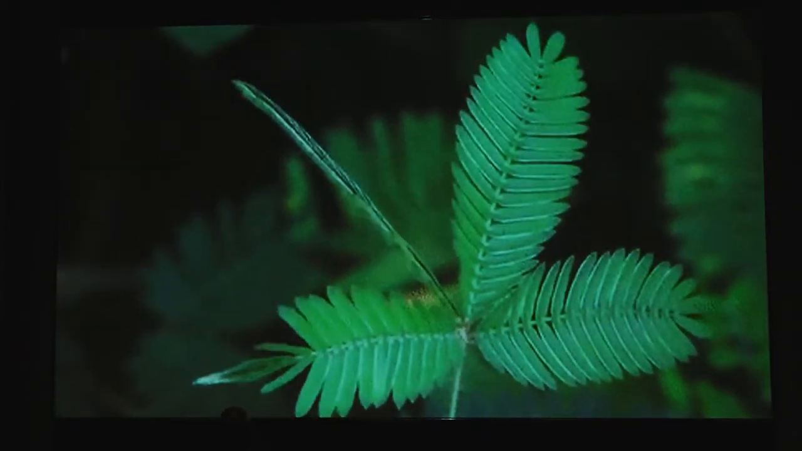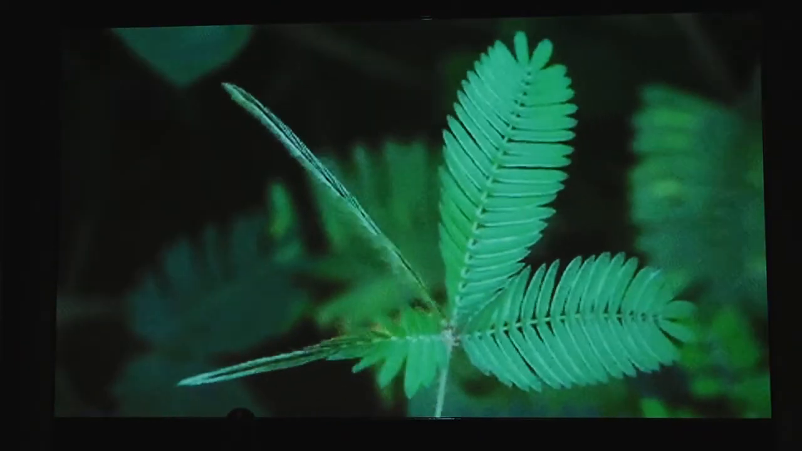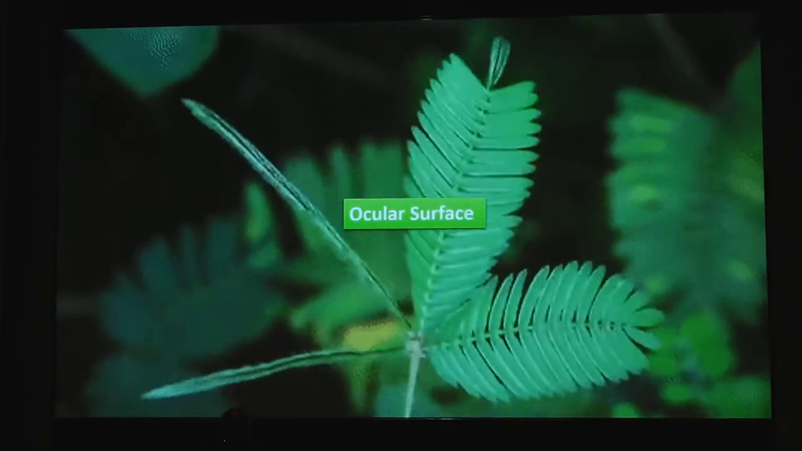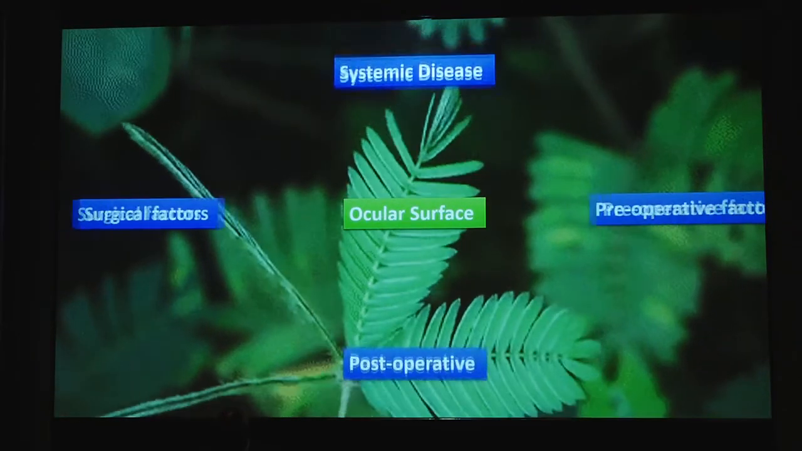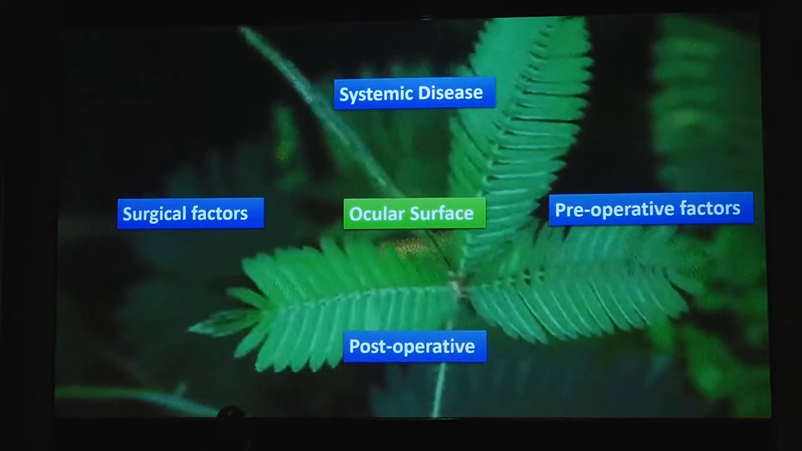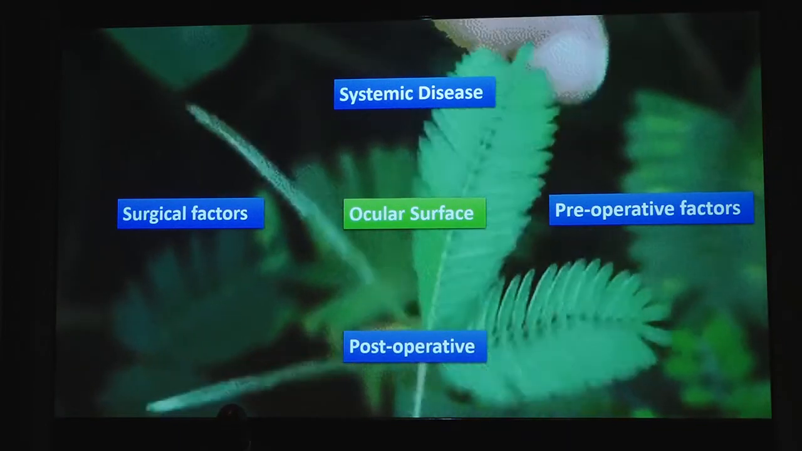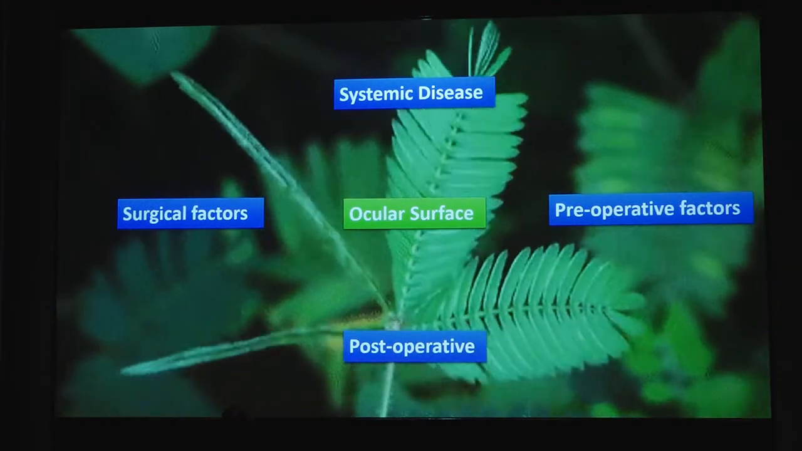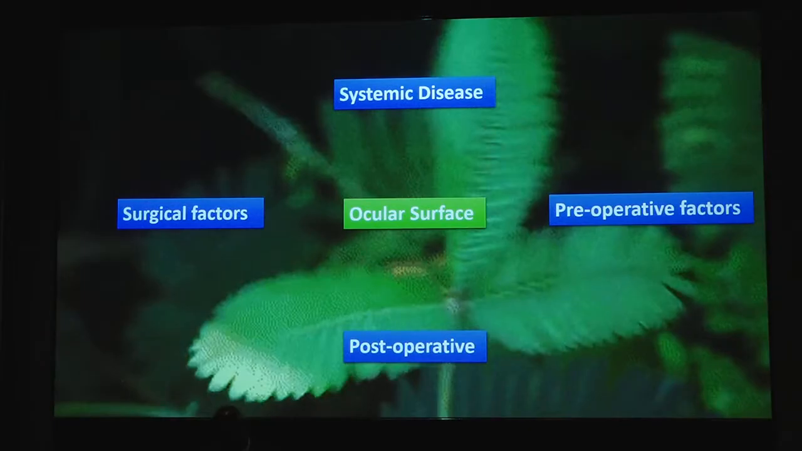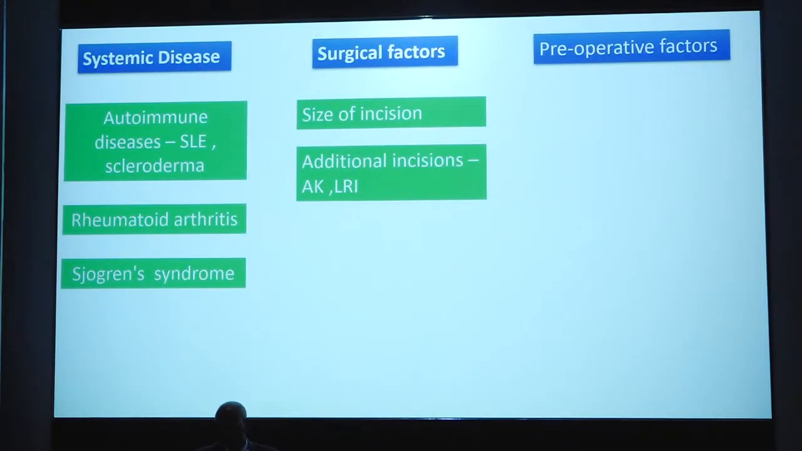Examine the corneal sensations, which we normally would not do. So it's extremely important. As you can see, this is a mimosa plant, and this is the ocular surface. It's extremely delicate. Systemic disease, preoperative factors, postoperative surgical factors all affect the ocular surface. And we are not talking only of the tear film, we talk of the ocular surface as a whole. So the patient may have pre-existing systemic disease. A patient may walk in not even telling you that they have rheumatoid arthritis or Sjogren's.